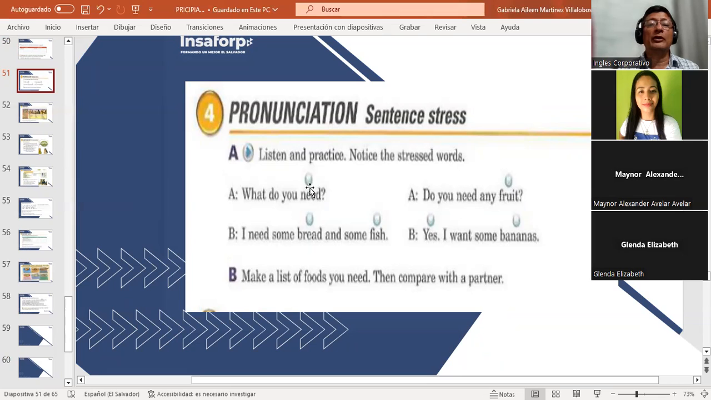You see the little ball here? The little ball means that you have to use rise and intonation on these words that are the important words in the questions or sentences. Okay, así que esta es la fuerza de voz. Okay, donde ves a bolita. What do you need? Do you need any fruit? I need some bread and some fish. Yes. I want some bananas.